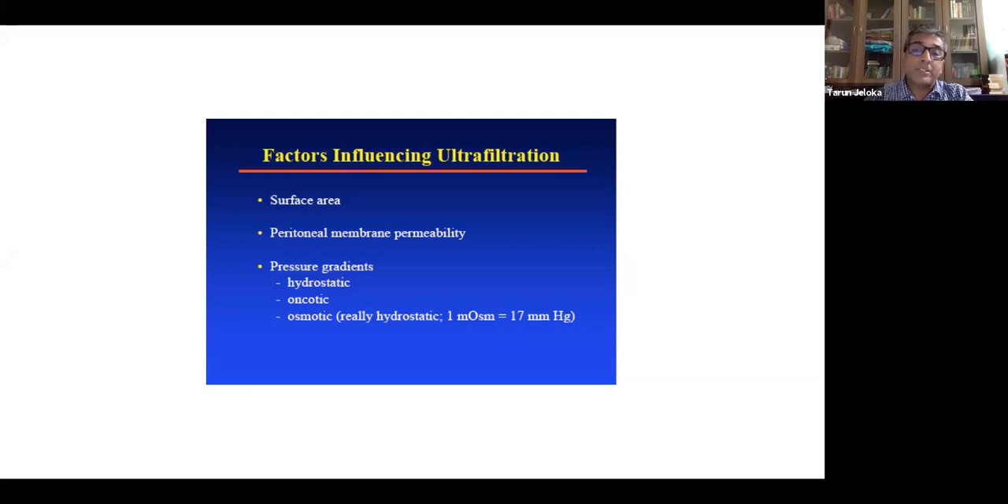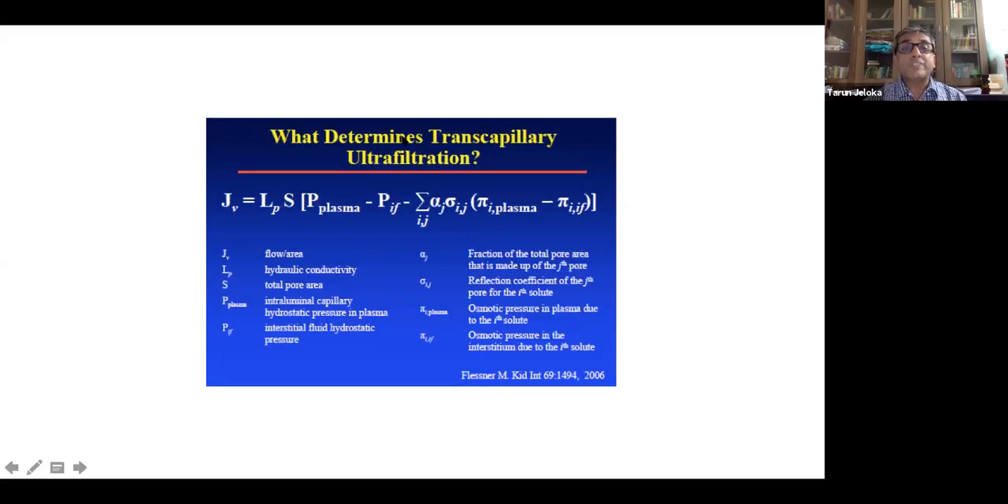Now osmotic we represent in milliosmoles, but for simplicity's sake, what we will do is we will convert into millimeters of mercury, which represents hydrostatic pressure. So 1 milliosmole can induce 17 millimeters of mercury of hydrostatic pressure, right? So hydrostatic, oncotic, osmotic converted into hydrostatic by multiplying each milliosmole by 17 to get millimeters of mercury. Now look at this slide. It says what determines transcapillary ultrafiltration. So there are so many factors.